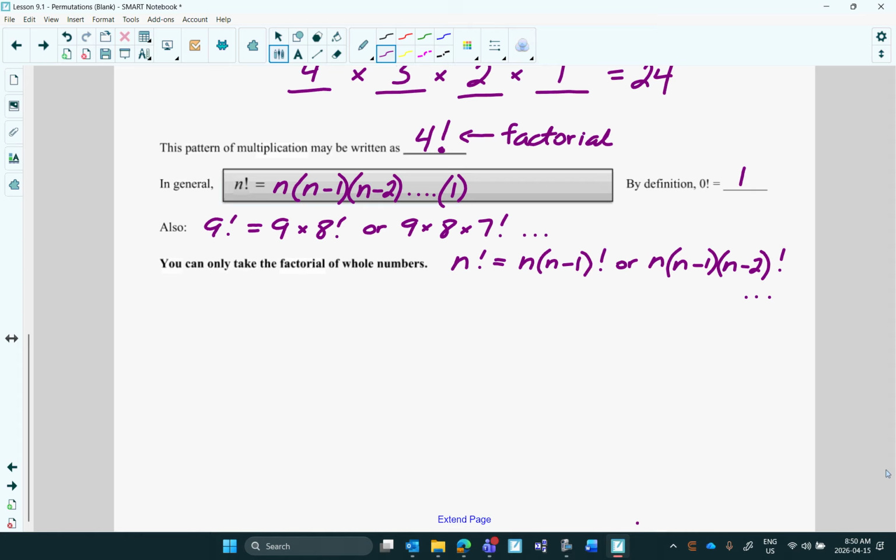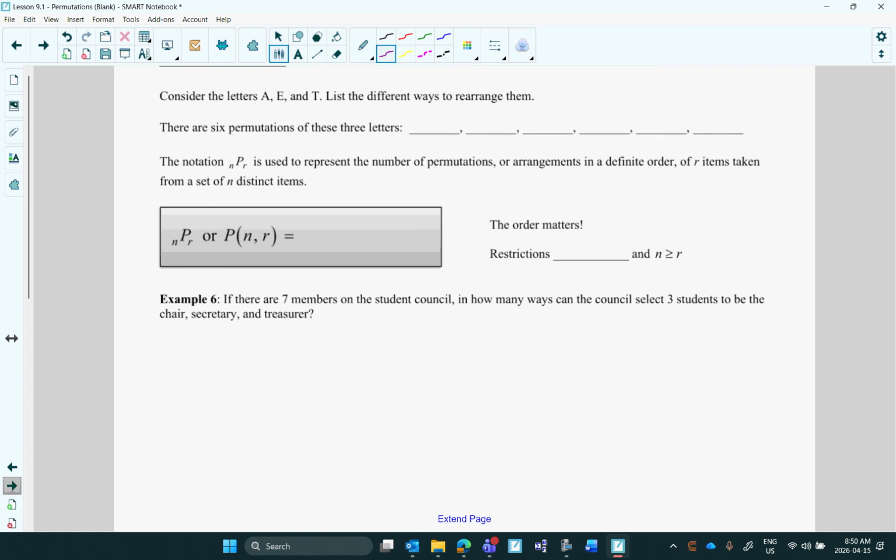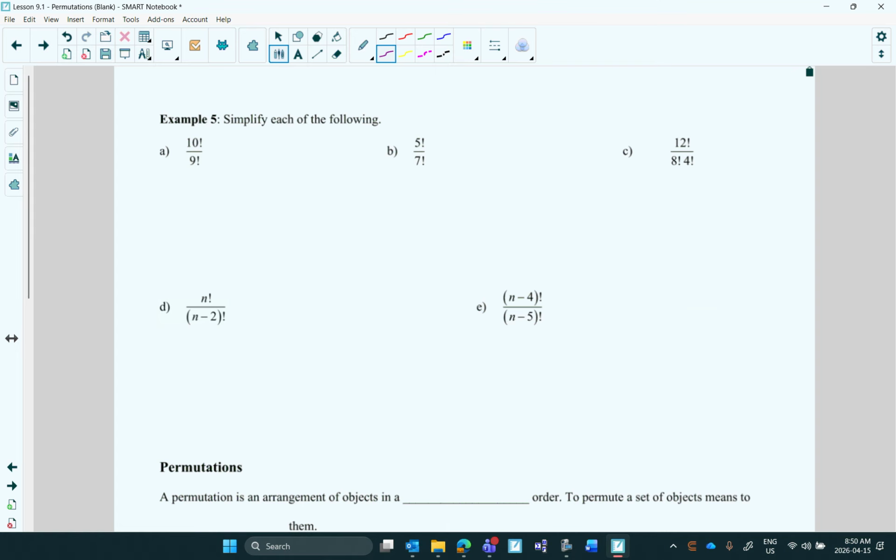And you can only take the factorial of whole numbers, meaning 0 and up. Okay? So 0 factorial is 1, 1 factorial is 1, 2 factorial is 2 times 1, 2, and so forth. So here's how we can use this property, because we may encounter questions where we have to simplify factorials. And this is how you can do it.